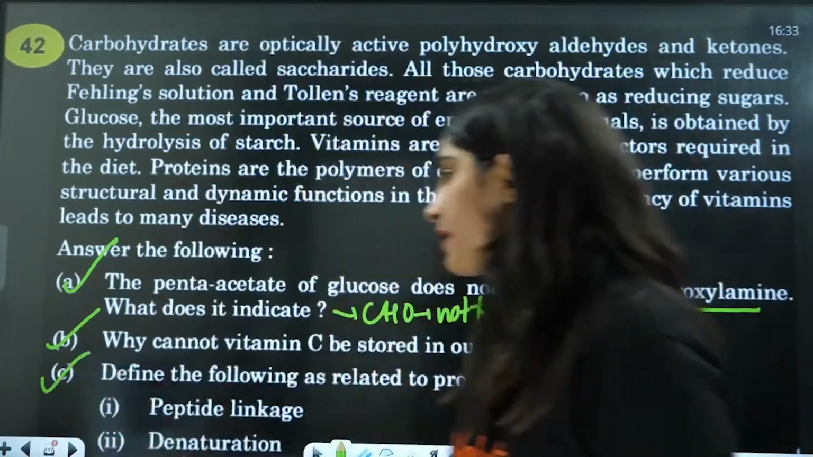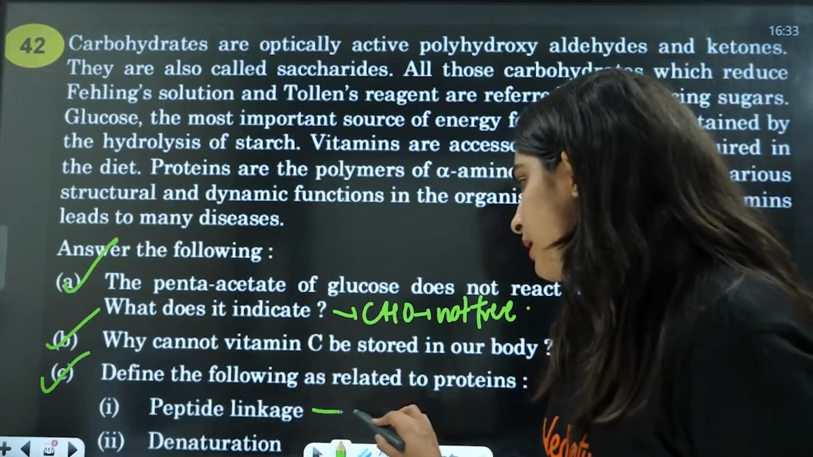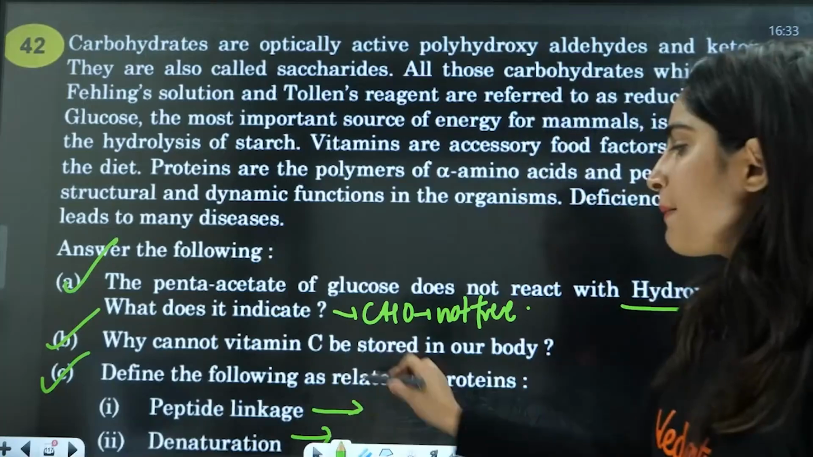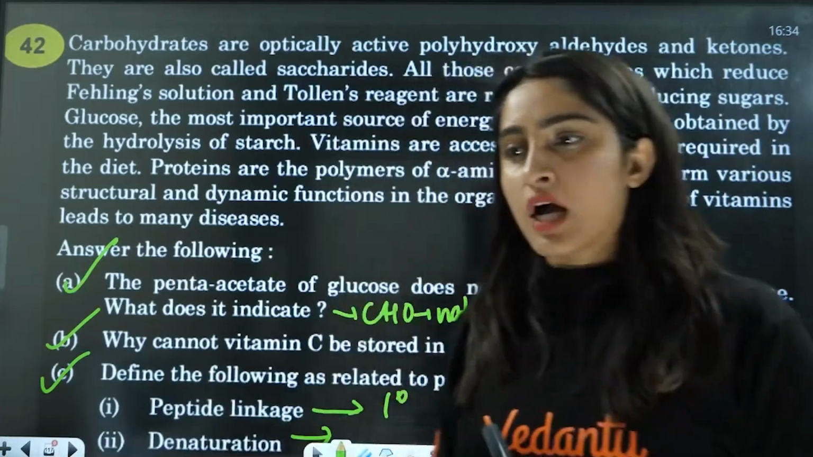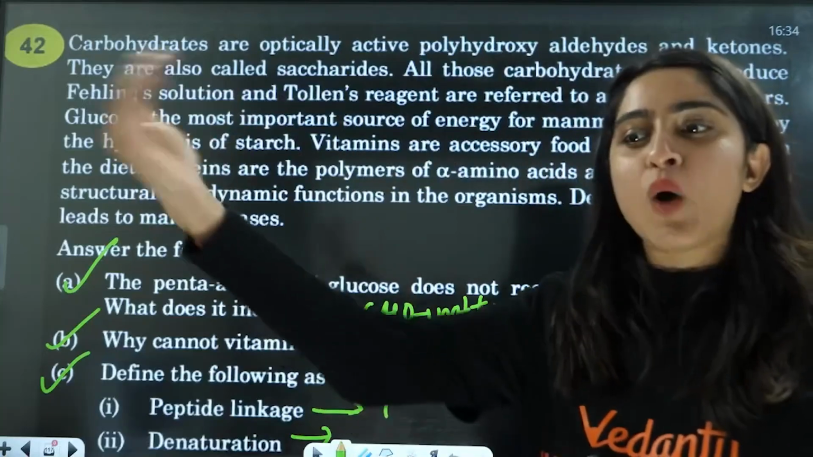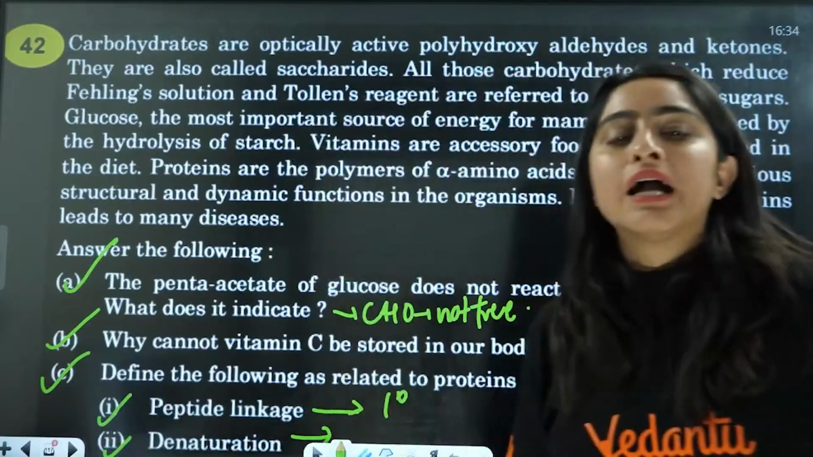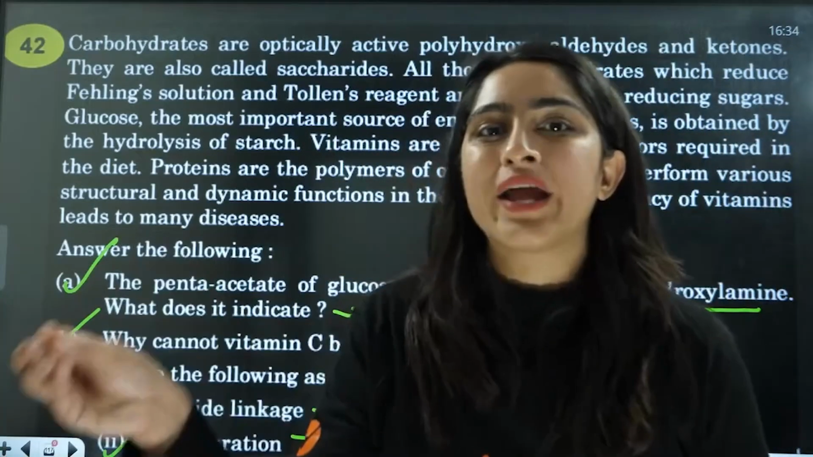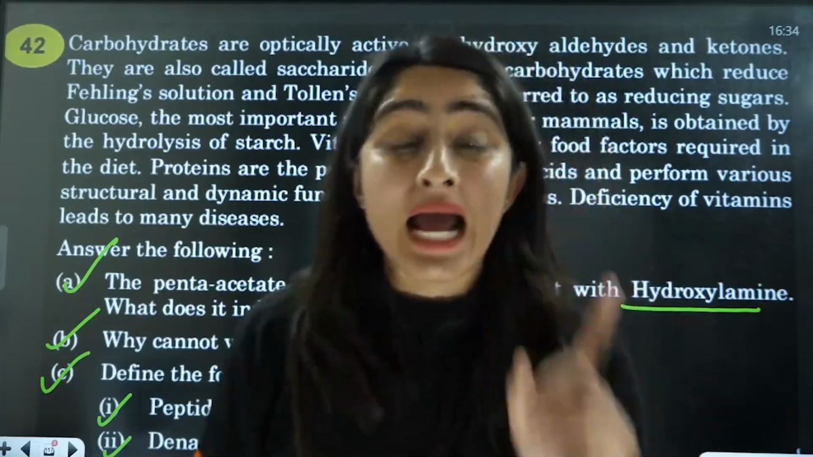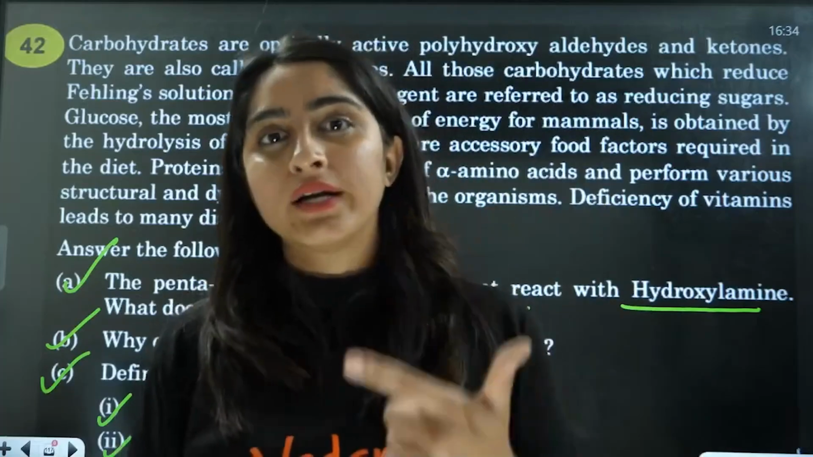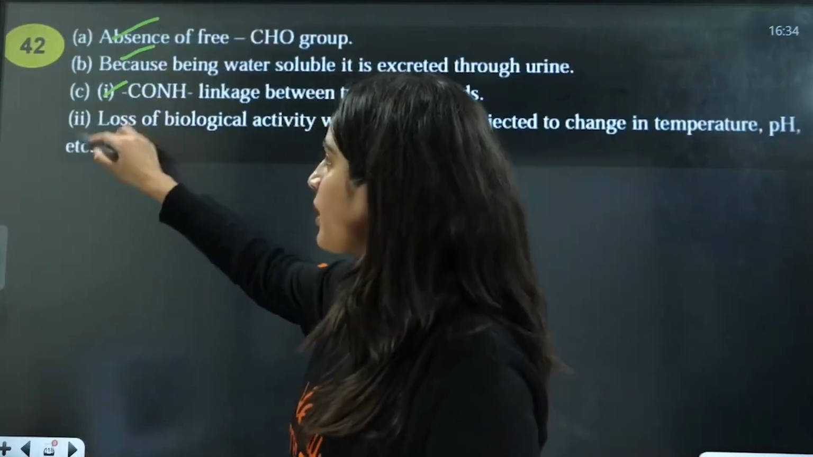Now next is, define the following as related to proteins: peptide linkage and denaturation. Peptide linkage is when amino acids are linked to each other. That is primary structure. Very good, everyone. Try to answer it. Next is denaturation. Denaturation means that when we destroy the structure, it loses its biological activity. In that case, the primary structure is intact, while the secondary, tertiary and quaternary structures are destroyed. Yes, we have answered all the questions here.